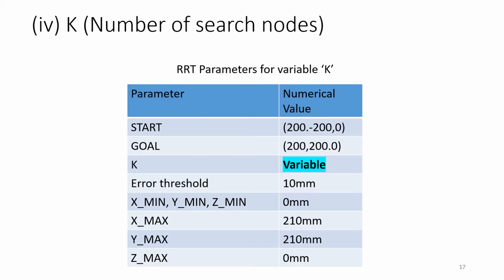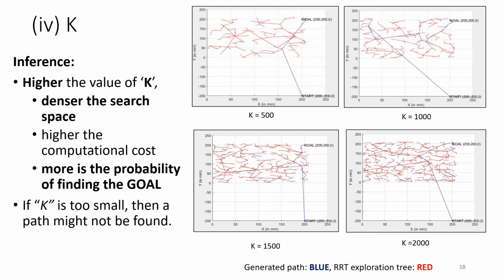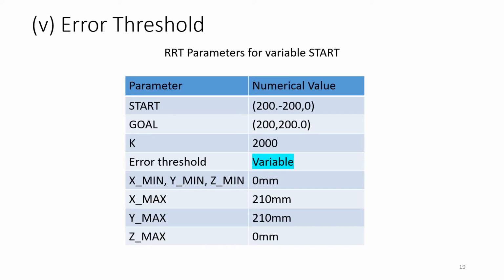In the fourth trial, the number of search nodes, called k, is varied. The higher the value of k, the denser the search space, the higher the computational cost, and the more probable it is to find the goal. If k is too small, then a path might not be found at all. In the fifth trial, the error threshold is varied.